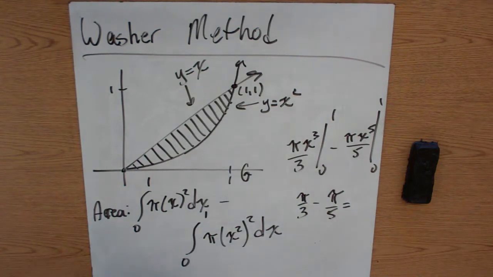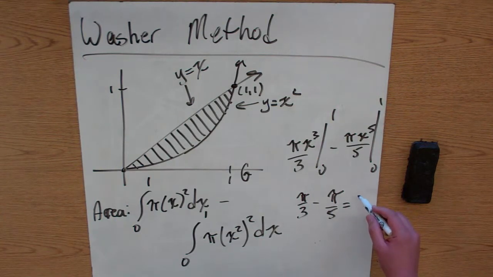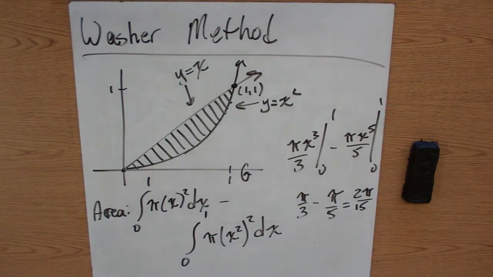Bump them up to a common denominator. Of course, your common denominator is 15. And when you subtract that, you are going to get 2 pi over 15, okay? Because of course you're going to multiply this one by 5, so this is 5 pi over 15, minus, multiply this by 3, 3 pi over 15, which is 2 pi over 15. So if you were to rotate this around the x-axis, the resulting washer would have a value of 2 pi divided by 15.